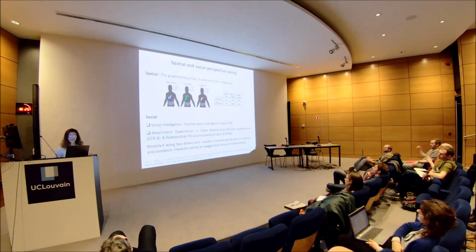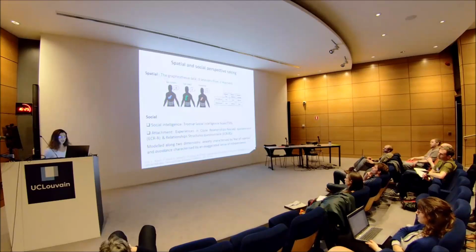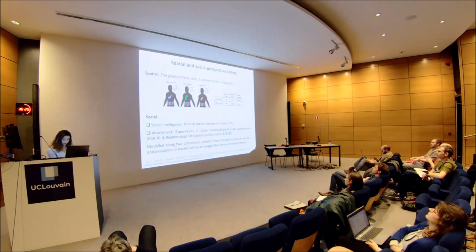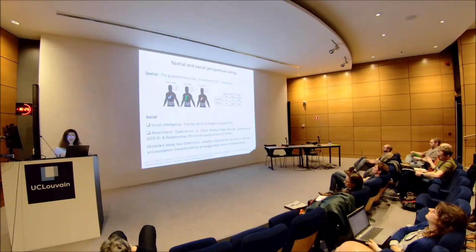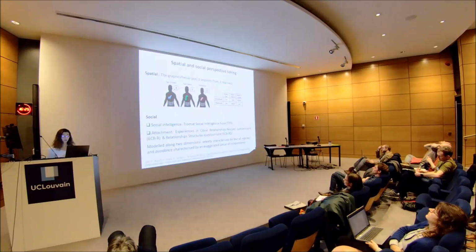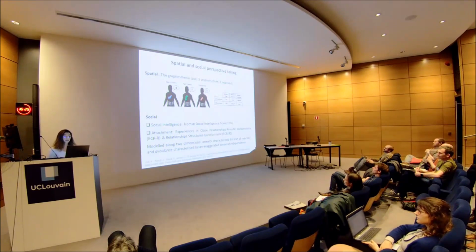Finally, we wanted to investigate the link between spatial and social perspective taking. So we ran the graphesthesia task, again the first one, with the matrix of vibrators on the stomach in a group of participants, still the same. They had 3 sessions: one free, one imposed with their preferred perspective, and one imposed with a different one. And the participants also completed additional scales, one measuring social intelligence and one measuring attachment style.